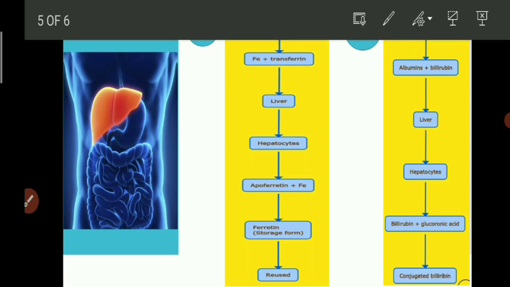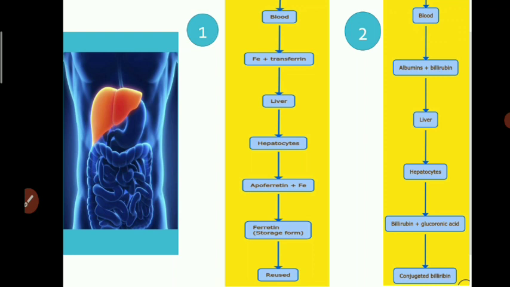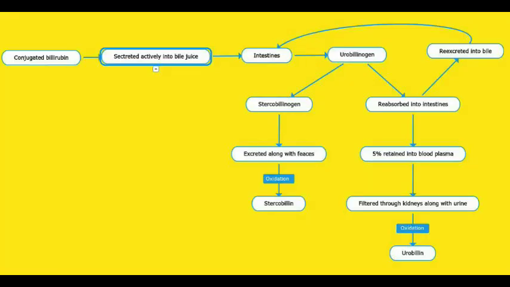So let's discuss what happens to this conjugated bilirubin. Iron will be reutilized. Let's see what happens to the conjugated bilirubin. So basically you know now that the conjugated bilirubin is actually a byproduct of the porphyrin chain, which is a nitrogenous waste, and nitrogenous wastes cannot be stored in the body, they need to be excreted. So this conjugated bilirubin enters into the bile juice. It is actively secreted into the bile juice and this bile juice is secreted into the intestines.